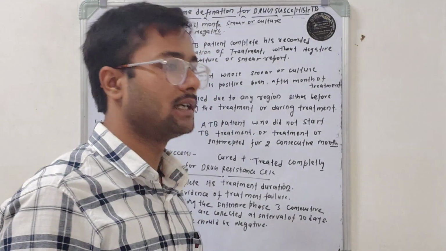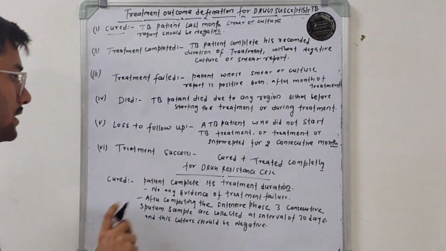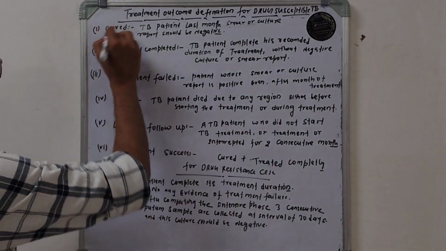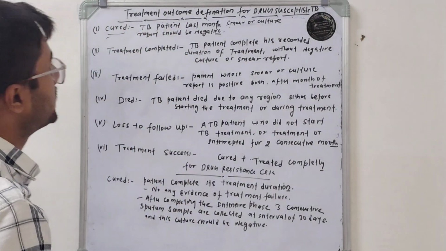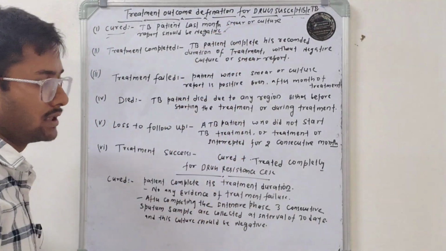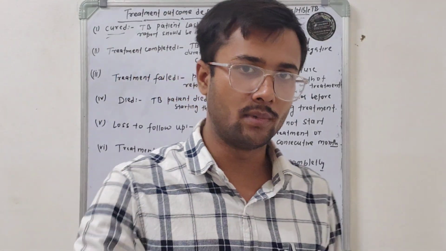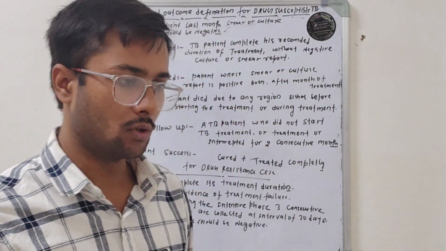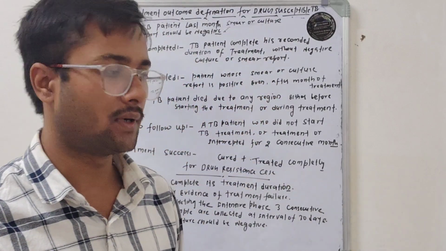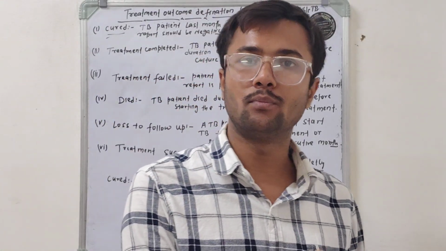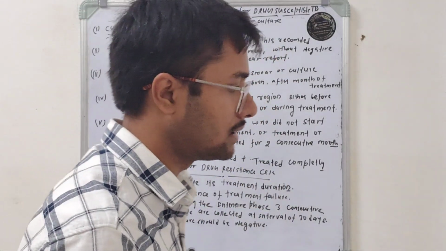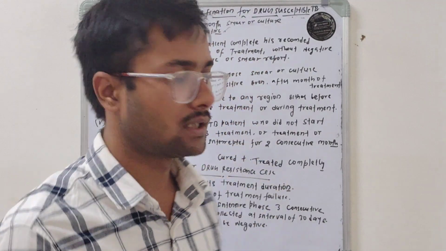When we say a patient is cured in case of treatment outcome of drug susceptible TB, we can say that a patient is cured when the TB patient's last month smear or the culture report is negative. So if a susceptible TB patient's last month sputum sample is sent for culture, and this report is negative, then we can say that the patient is cured.